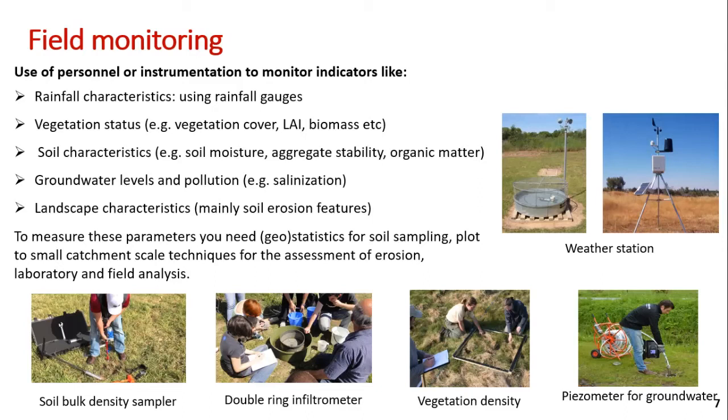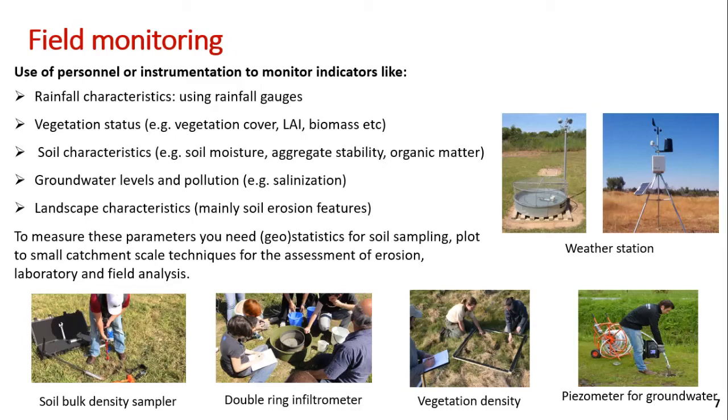You can also get information about how fast the water moves inside the soil, and that would tell you whether water is going into the soil or running over the surface. If it is running over the surface, then it will cause erosion, and you know what erosion can do when it comes to desertification. So to monitor the infiltration, or how fast the water moves into the soil, you use a double ring infiltrometer.